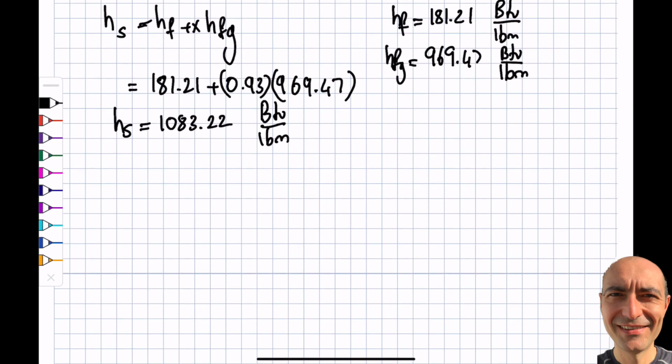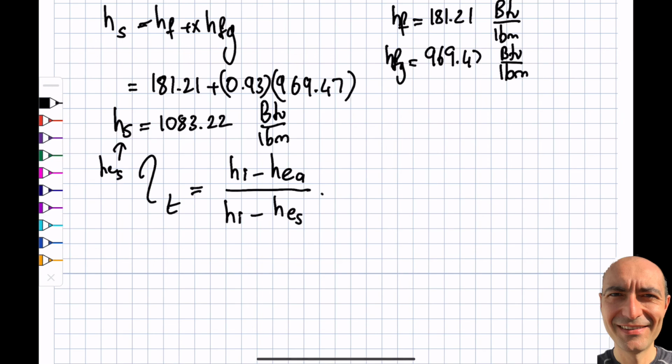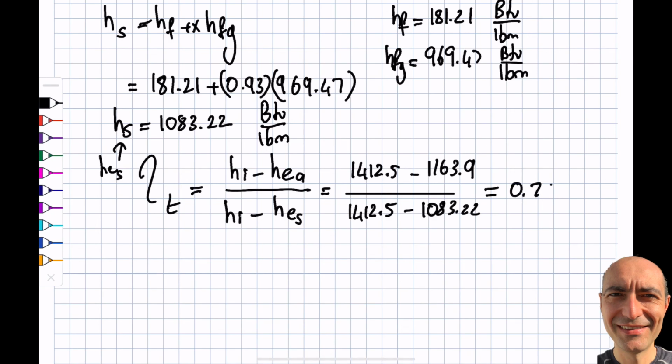And now all that is left is to simply find this HI minus HE actual divided by HI minus HES, which is this, by the way. This is HES too. So let's write it. 1412.5 minus the actual, 1163.9, divided by 1412.5 minus the HS, which is right up there, 1083.22. And then you calculate this, you get 0.755. So it is 75.5%, the isentropic efficiency of this particular turbine.